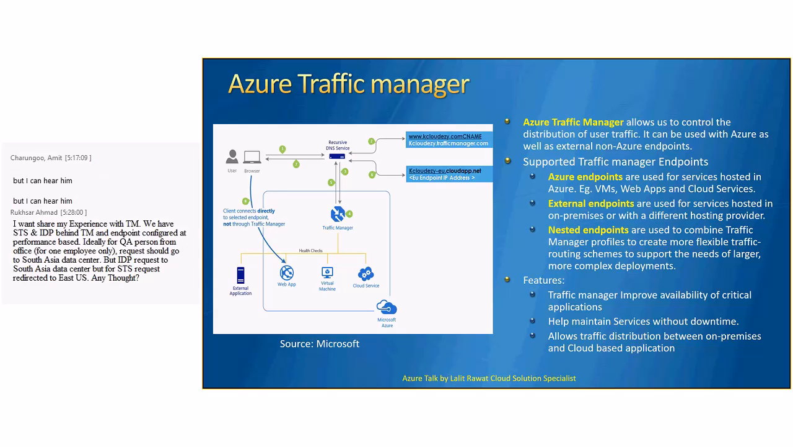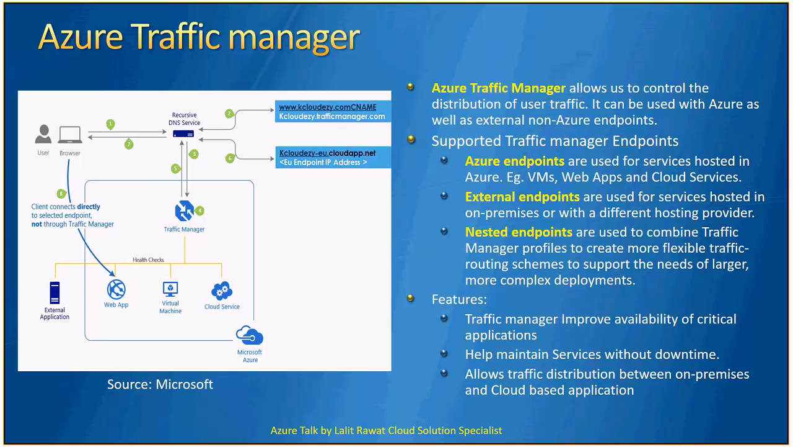If it is your own endpoint which has a public IP, you can add those public IPs. And then you can also configure the performance as the Traffic Manager profile. So all those settings you have to do through the Azure portal.